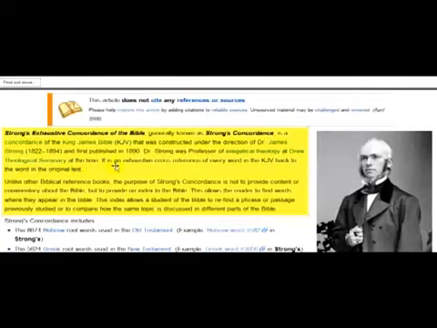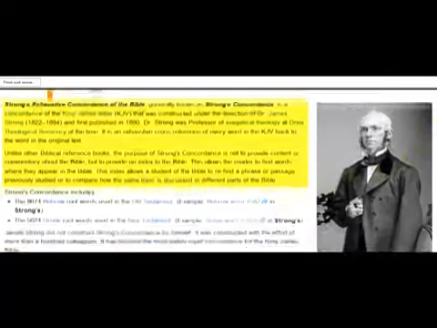At the time, it is an exhaustive cross-reference of every word in the KJV back to the word in the original text. Unlike other biblical reference books, the purpose of Strong's Concordance is not to provide content or commentary about the Bible, but to provide an index to the Bible. This allows the reader to find words where they appear in the Bible. This index allows a student of the Bible to re-find the phrase or passage previously studied, or to compare how the same topic is discussed in different parts of the Bible, right?